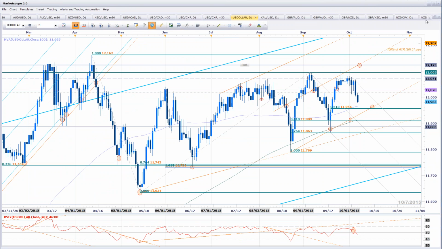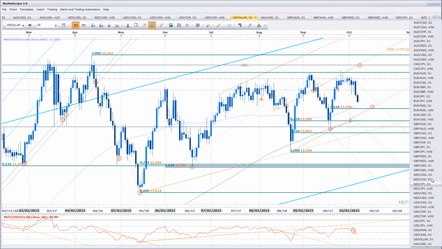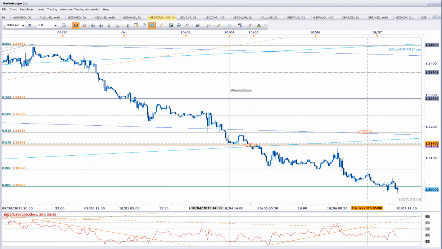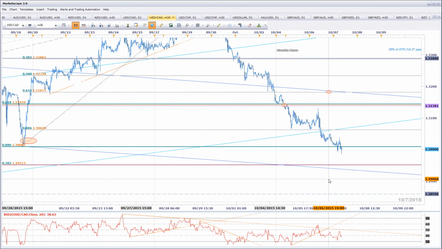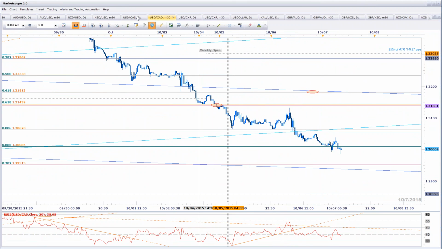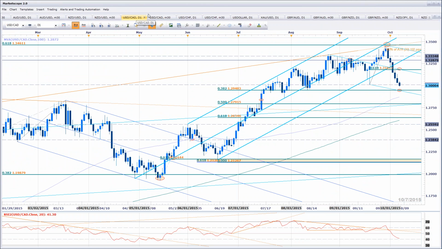But let's just segue real quick into that since you're interested in that. Here's what I'm looking for, and the only reason I don't like trying to play the long side yet in dollar CAD is because I don't really have a support structure here to move off of. Here's what the daily looks like.